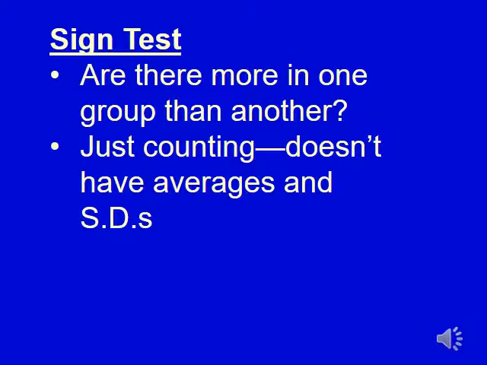Just this week in the last video, you learned about a sign test. In a sign test, what you care about is, are there more things in one group than in another? Big thing about a sign test is you're just counting. You don't have averages and standard deviations. That would be a Z or a T test. You just count up how many are in the groups.